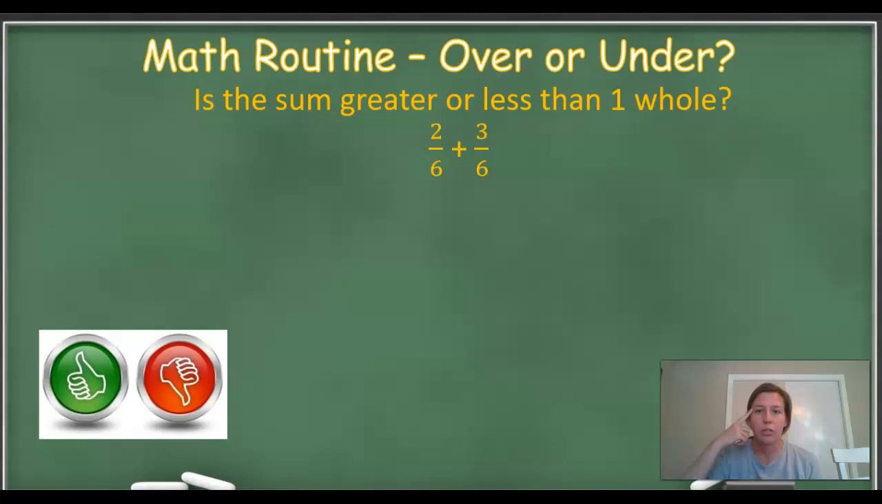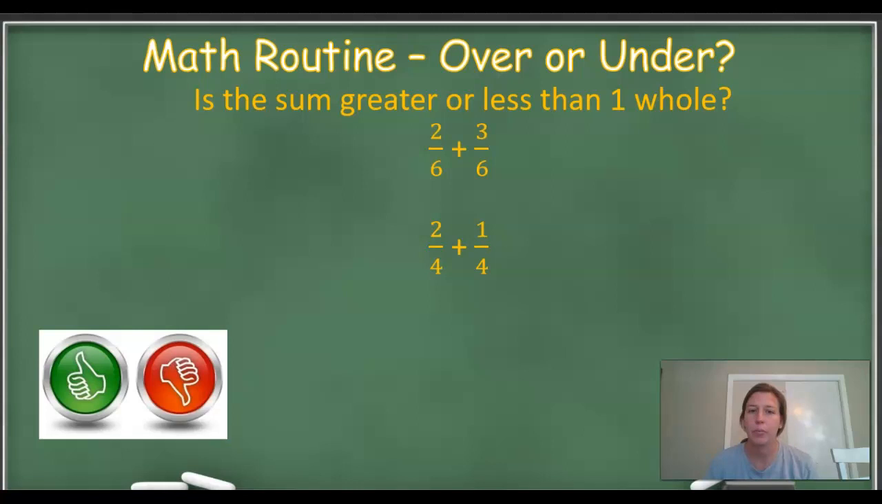So let's think about it. If we do 2 plus 3, that would give us 5/6. And how many sixths equal a whole? 6/6 equal a whole. So 5/6 is going to be less than a whole.